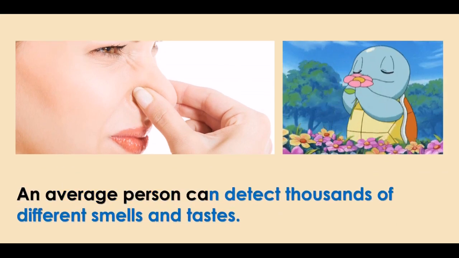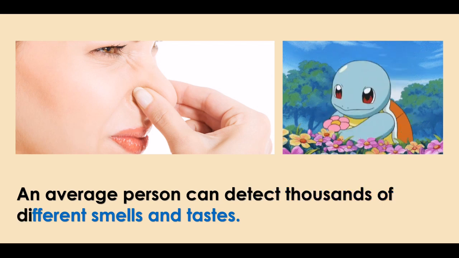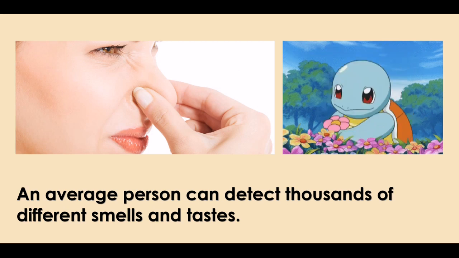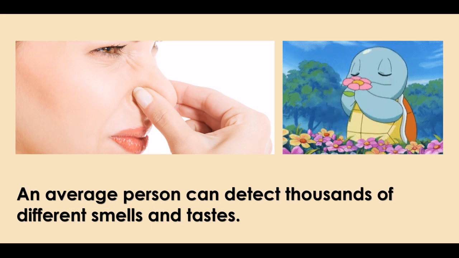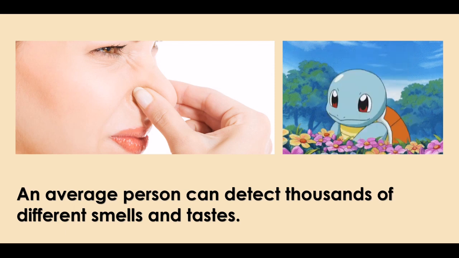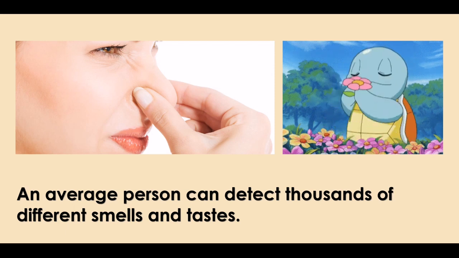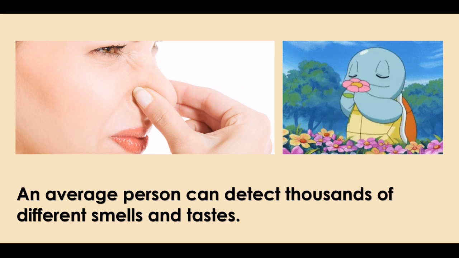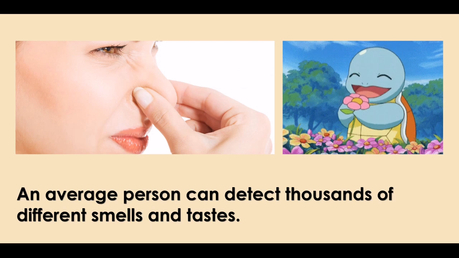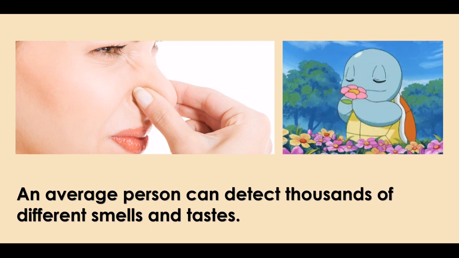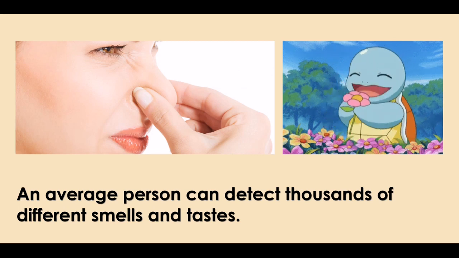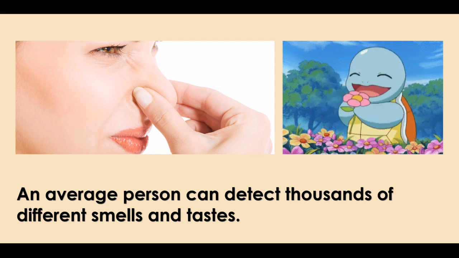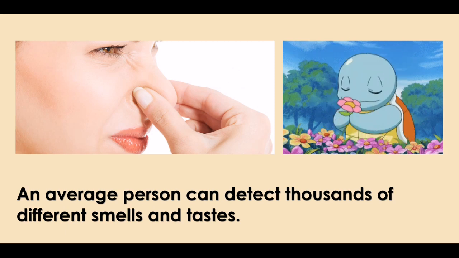An average person can detect thousands of different smells and tastes. But how do you know which is which? The answer is that your brain has a huge library of different tastes and smells locked away in its memory. Every time a sensation comes in, the brain compares it with its memories to find out whether it is chips or cola, perfume or sweaty socks.